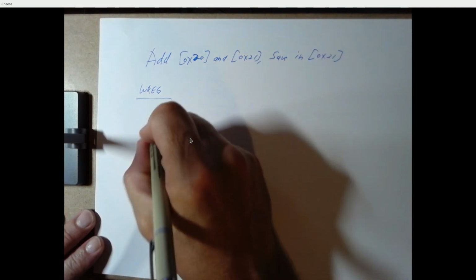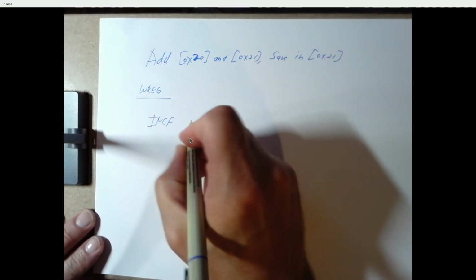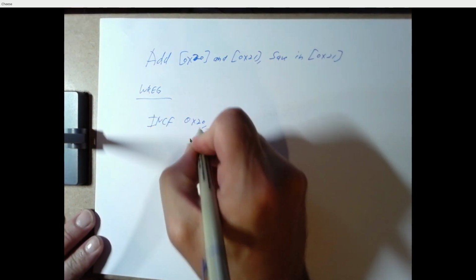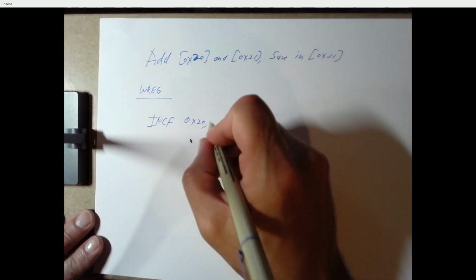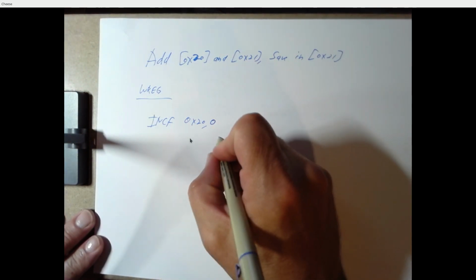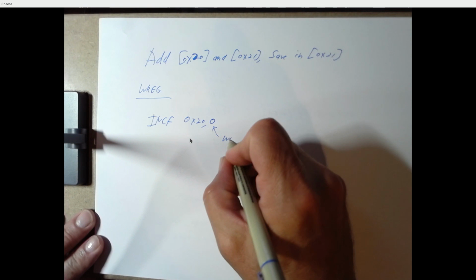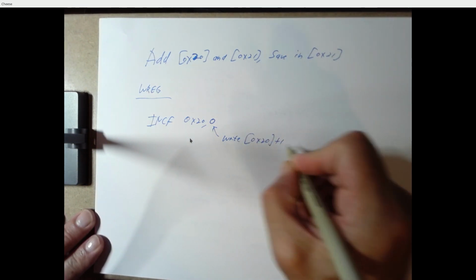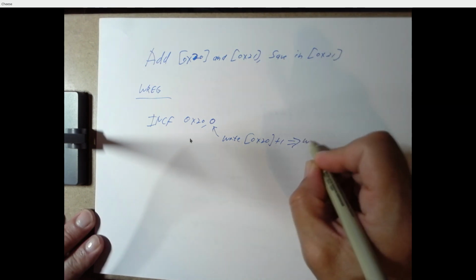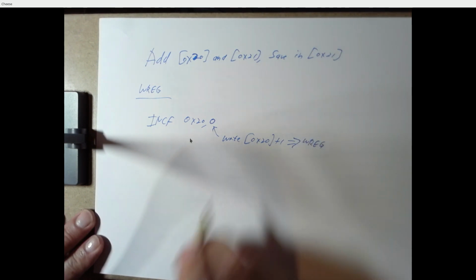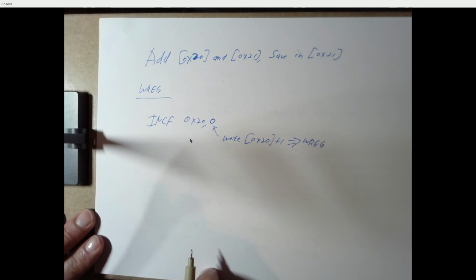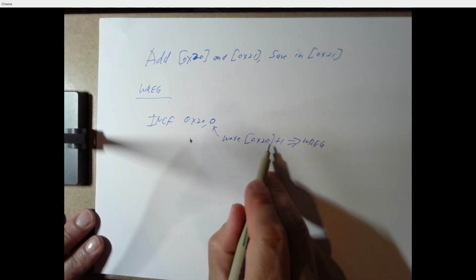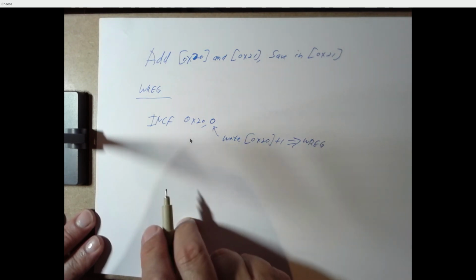So for example, if I say increment file register x20, but then I say comma 0 afterwards, this means take the contents of location 20 plus 1 and write that, not back into location 20, but into the W register. So read from here, modify it, but then write the result somewhere else.